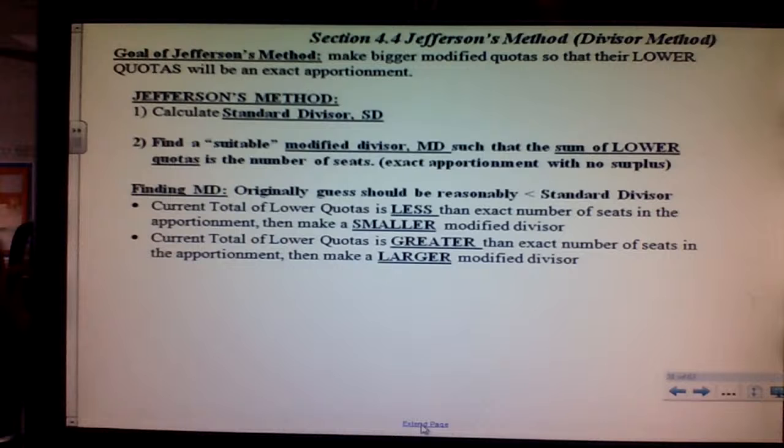But now, when I give out the lower quotas and I'm too low, we're going to guess what to divide by next. We're not going to give out seats based on the decimals anymore. I don't care about the decimals. We're going to play a guessing game. This is where it starts to suck, because if you're not good at guessing the numbers, it's going to take forever.